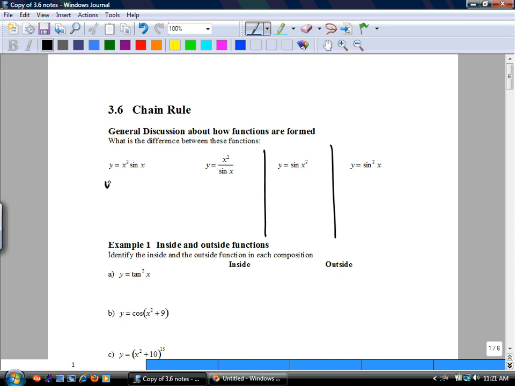The first two are the product of two functions. The next one is the difference or the quotient of two functions. But the last two are functions of functions.